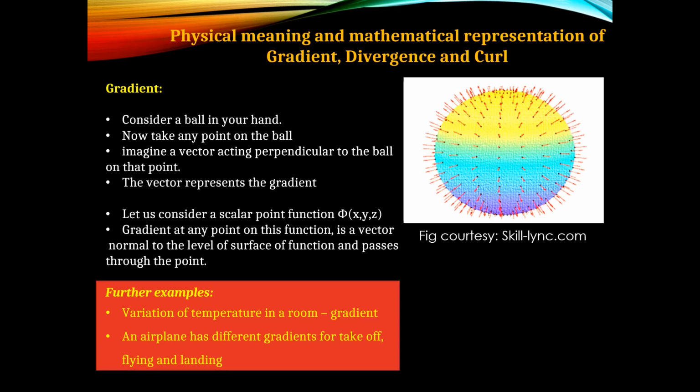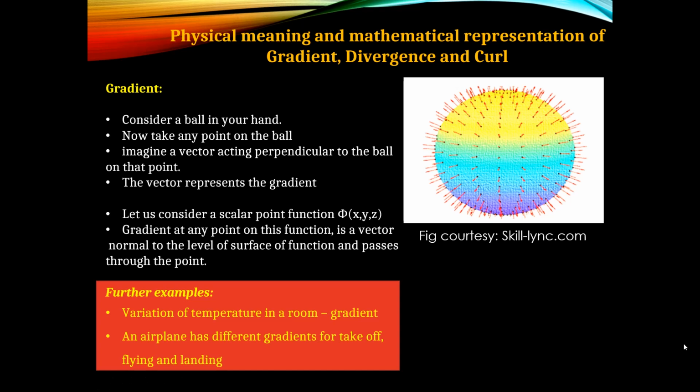So we have considered a ball here, and let's just assume that at any point on the ball there is a vector acting perpendicular to that ball. So all these lines which look like thorns are actually representing some vectors acting at that particular point on the ball. So this vector is actually representing what is called a gradient.